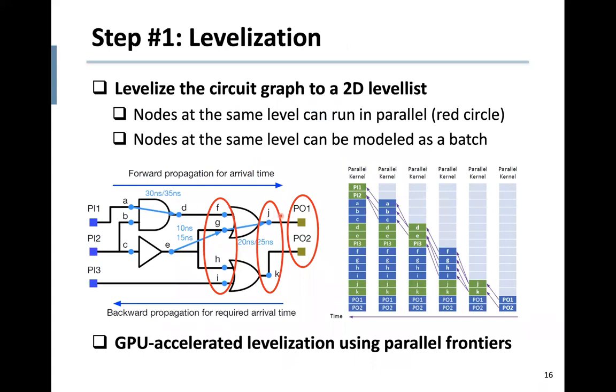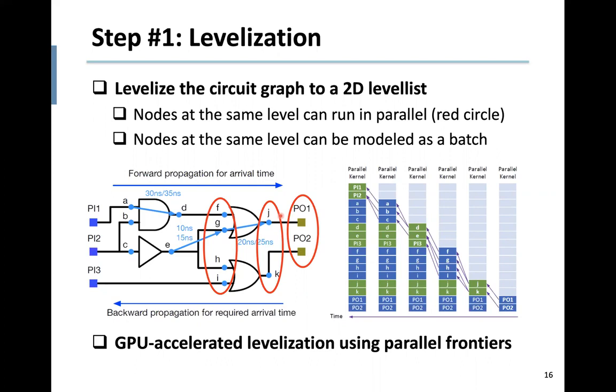So the first step in GBA is to levelize the graph because we need to keep track of the dependency between different nodes. We cannot propagate some timing value before we know, for example, the slew or the arrival time from the previous layer. So there is a dependency between the timing propagation.